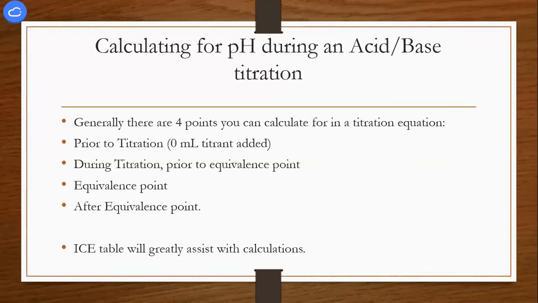The equivalence point for a strong acid and strong base is the easiest point. If it's a strong acid and a strong base, the answer is 7. Full stop, you're done. Because by definition, a strong acid plus a strong base at the equivalence point cancel out, so you have a pH of 7. Then after the equivalence point, you would have to calculate that.